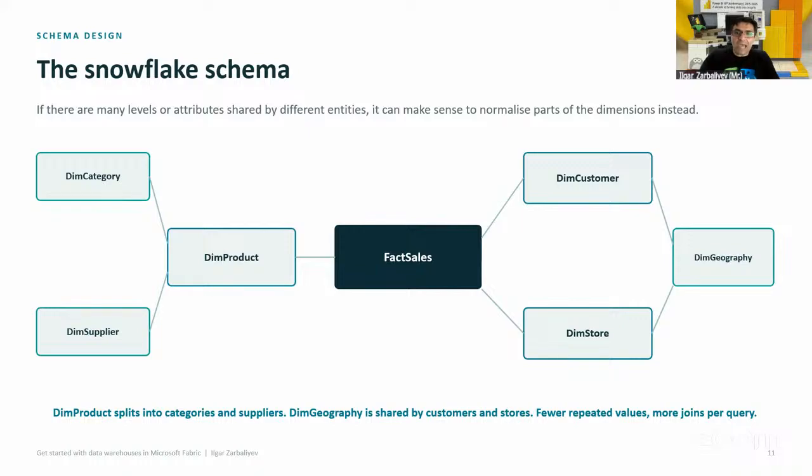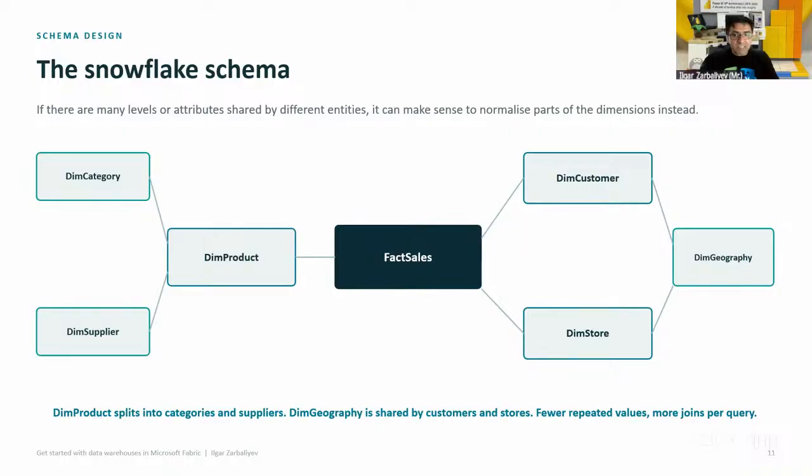Snowflaking makes sense when you have many levels or attributes genuinely shared by different entities, or when a dimension is so large that repeating the descriptive columns is materially expensive. The cost is that every additional level is another join at query time, and the model becomes harder for business users to read. My general guidance to teams: start with a star and only snowflake where you have a concrete reason. Do not snowflake because it feels tedious, because tediousness in a warehouse is not the goal. Query performance and clarity for consumers are the goals.